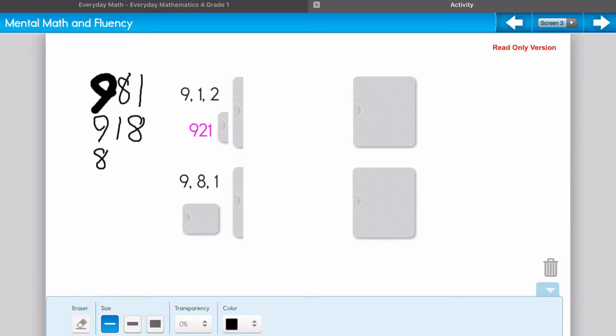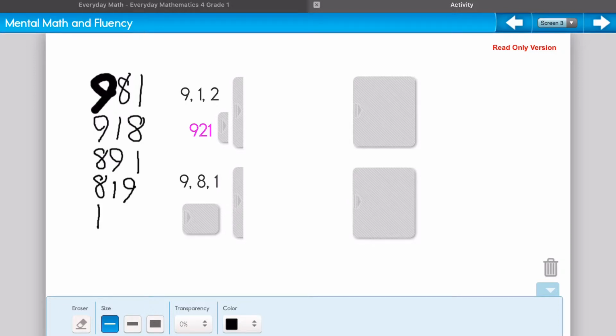Yep. The 8, and then we're going to do the 9 because that's the next biggest digit, and the 1. What number is that? 891. Okay, now I'm going to keep the 800 and I'm going to flip the 1 and the 9. What number is that? 819.